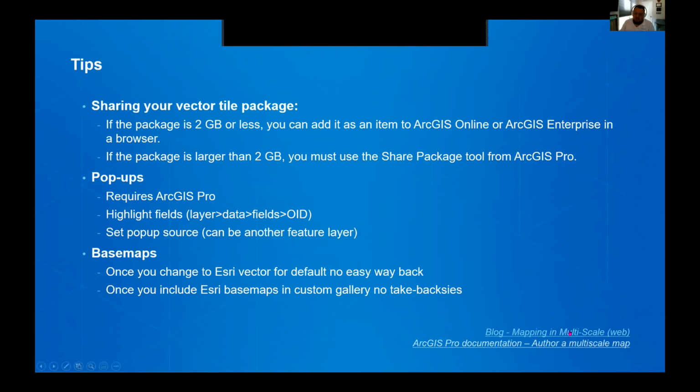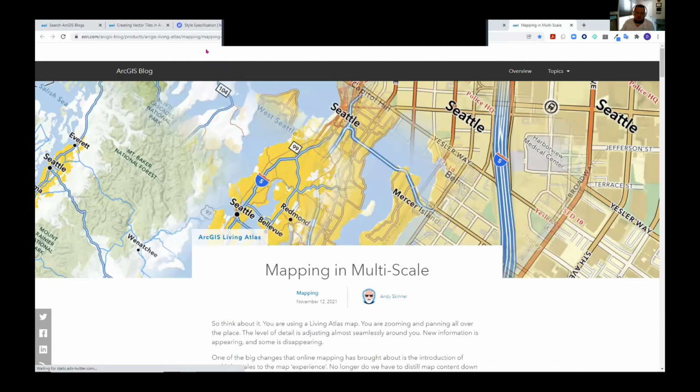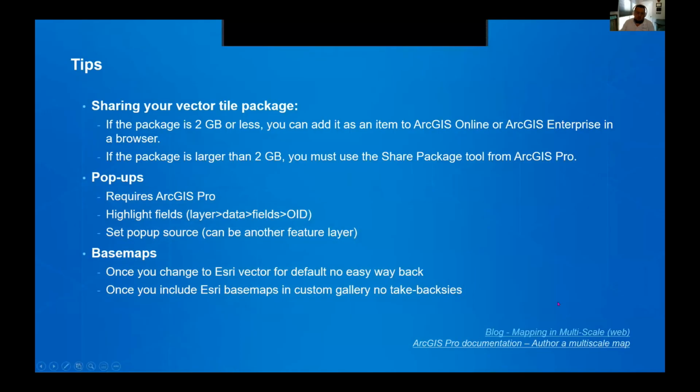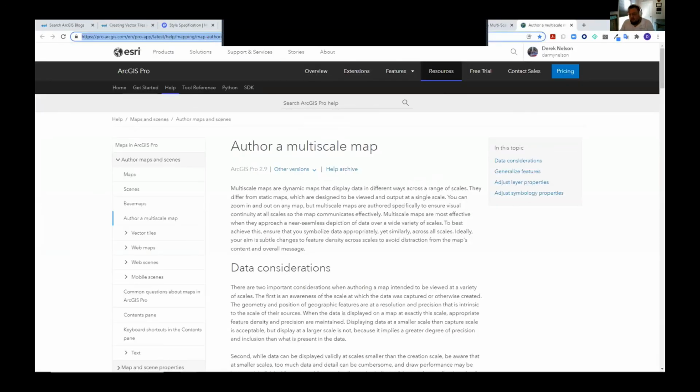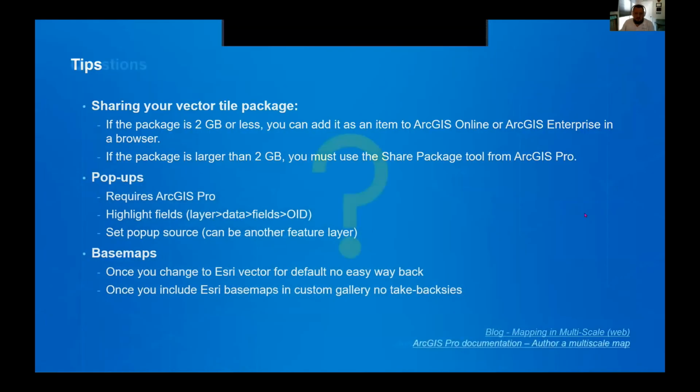So if you're interested in mapping in multi-scale, this is really leaning towards the ArcGIS Pro person, how you can configure your map so that it works well with multi-scale mapping. There's a link for you. If you want to, that's web, sorry. So you got web there, and here's Pro. I wanted to provide both of those for people. There's the links you need.